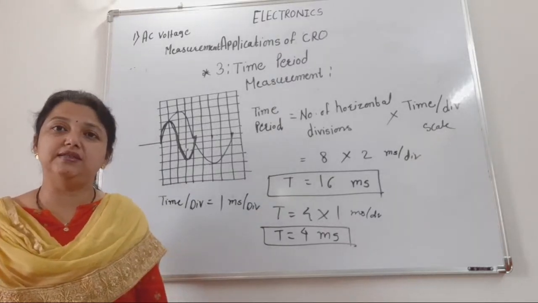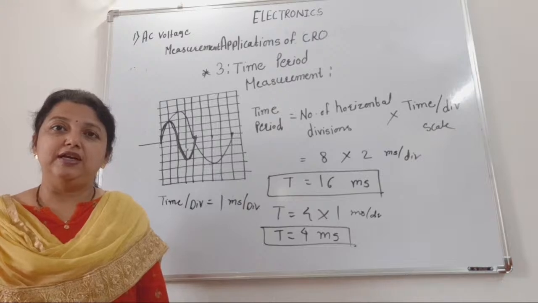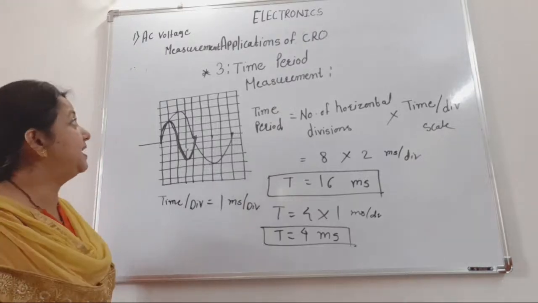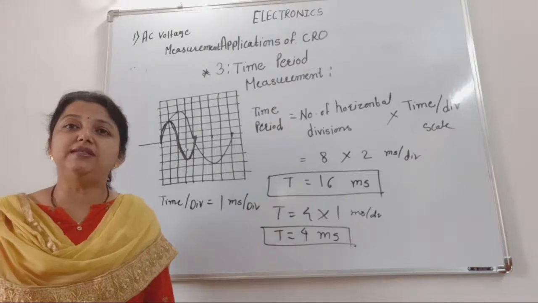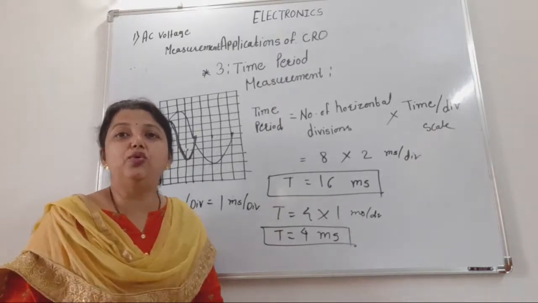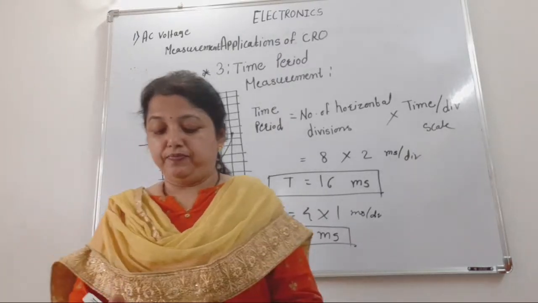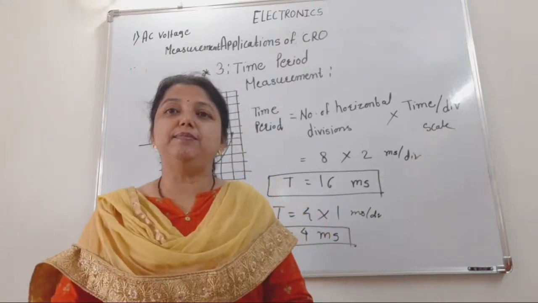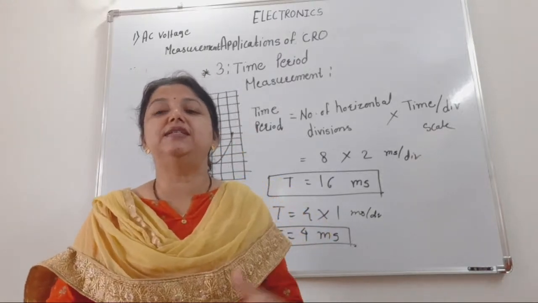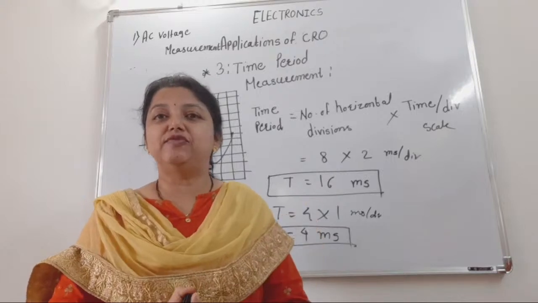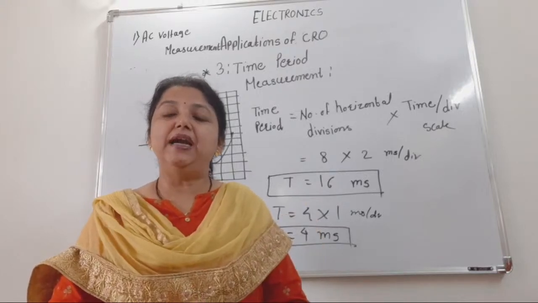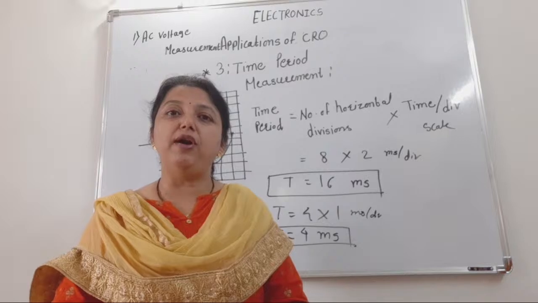Everyone understand this? Okay? Now we go to the next application, that is the fourth, frequency measurement. Now there are two types of frequency measurement. You may measure the frequency similarly like this. Find out the periodic time and then you know f is equal to 1 upon T.